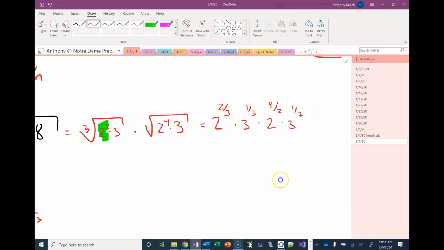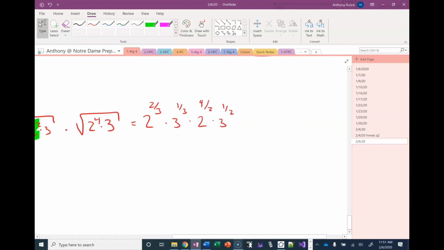Good. Notice that 4 over 2 reduces to just 2 squared. If I have no more fraction in my exponent, I'm going to move all that stuff to the front because it's no longer inside of a radical, right? Once the denominator of that fraction goes away, it's no longer in a radical. So I'm just going to move those things to the front.